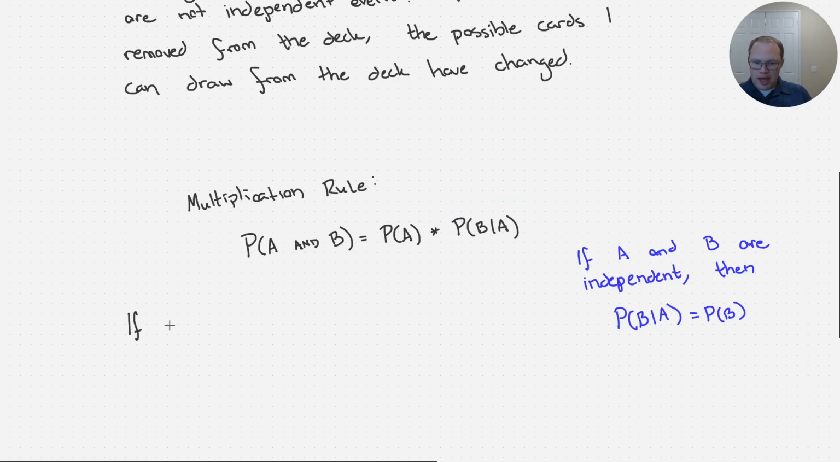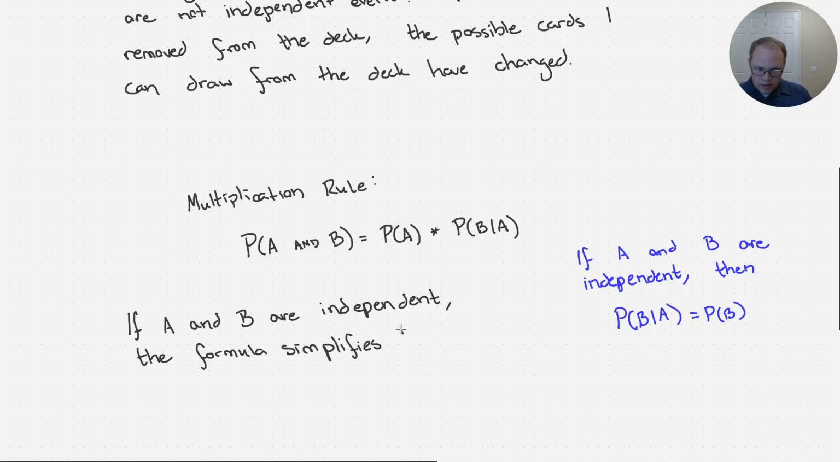So if A and B are independent, the formula simplifies to probability of A and B equals probability of A times probability of B. And that's very nice. You just multiply the two probabilities individually. You don't have to worry about the conditional probabilities.